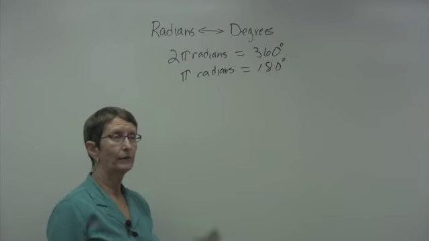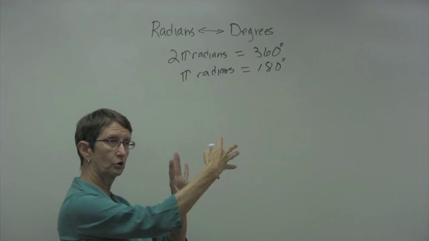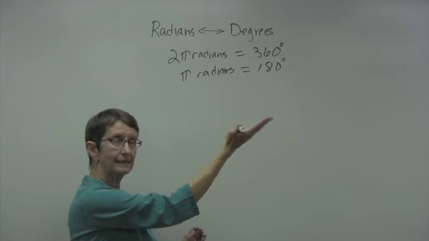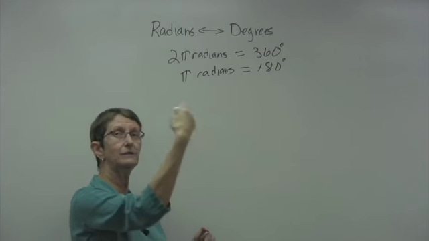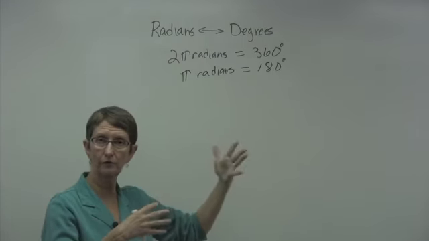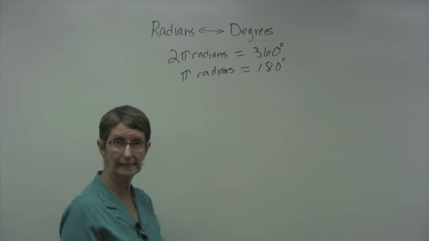And we have already seen on a circle that an angle of 180 degrees, if you start on the positive x-axis, ends up on the negative x-axis, so that's your 180-degree angle. So this is the part we usually use when we're transferring back and forth between radians and degrees.